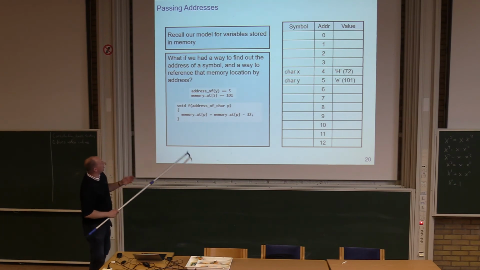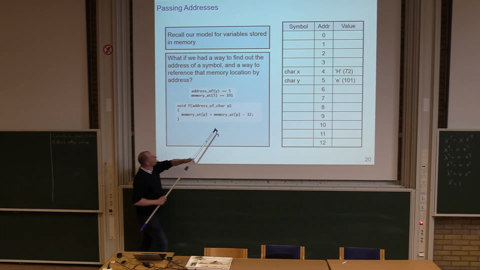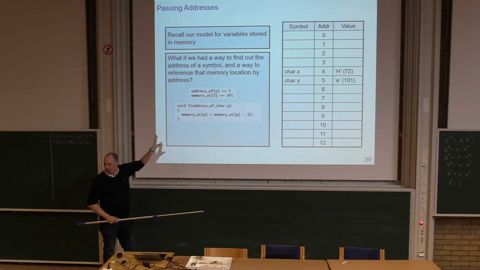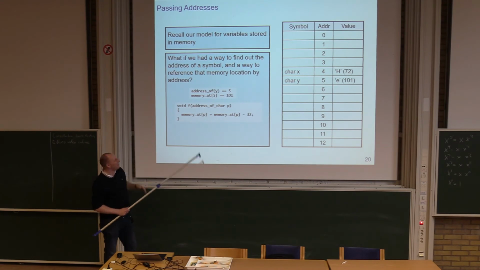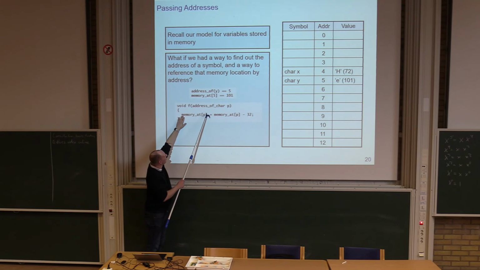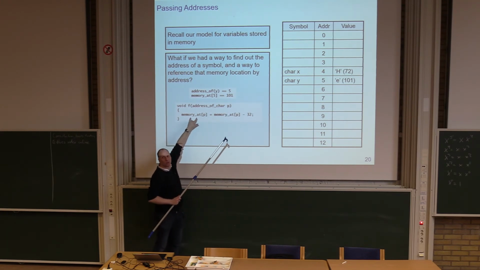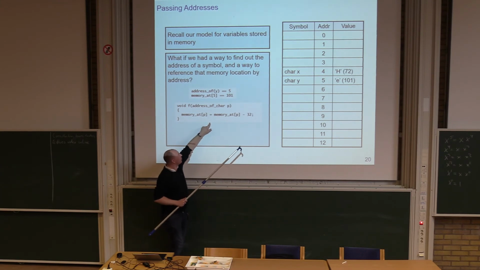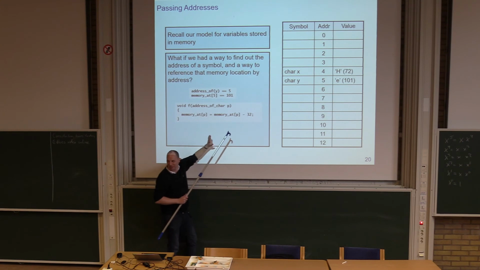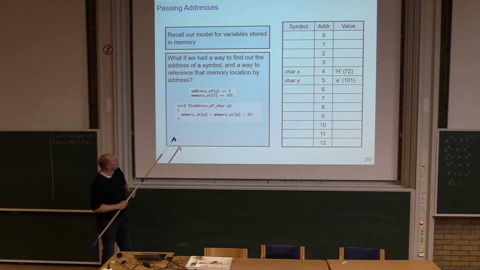Then it would be possible to have a function that did not get the value of P, but got the address sent in instead. We can copy the address, that's not the problem. And then we change it. Since P was the address, now we look at the value stored at the address P, and we decrease it by 32, right?